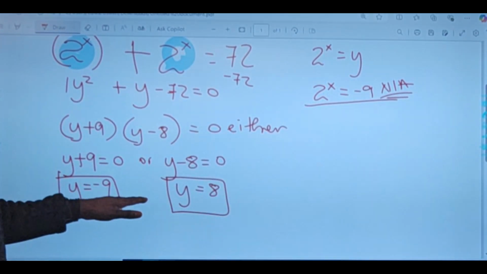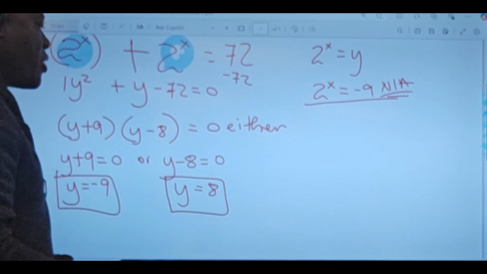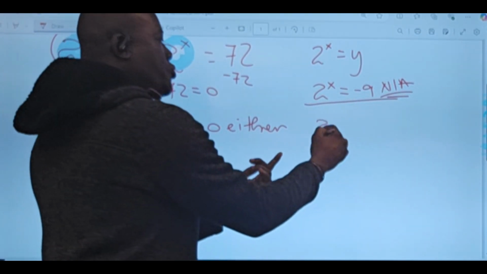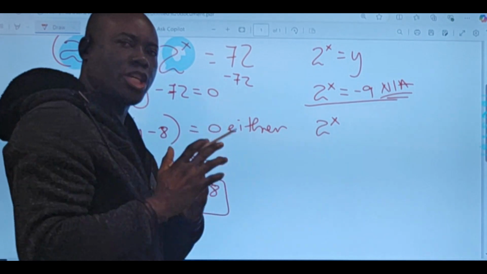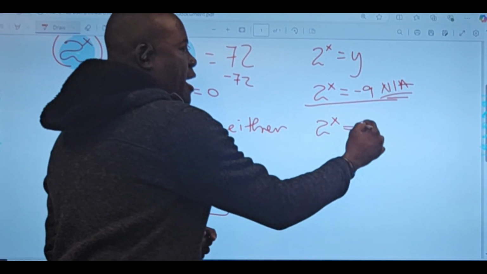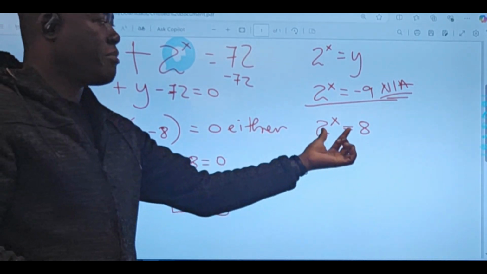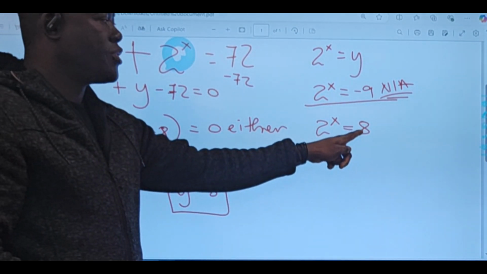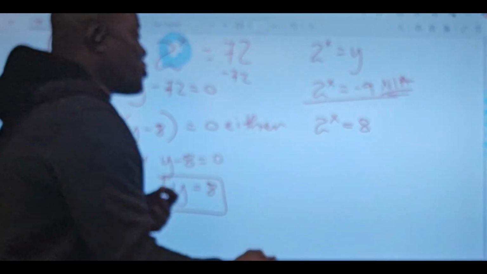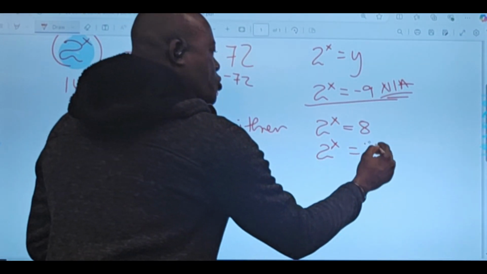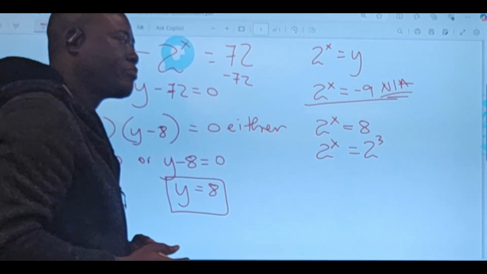So let us now focus on the other idea. For the other idea, y is equal to 8. So I could say 2 raised to the x is equal to 8. And then I'm seeing something here that I could do. I'm able to represent this 8 using a base of 2. So what I'm looking at is 2 raised to the x is equal to 2 raised to the third.